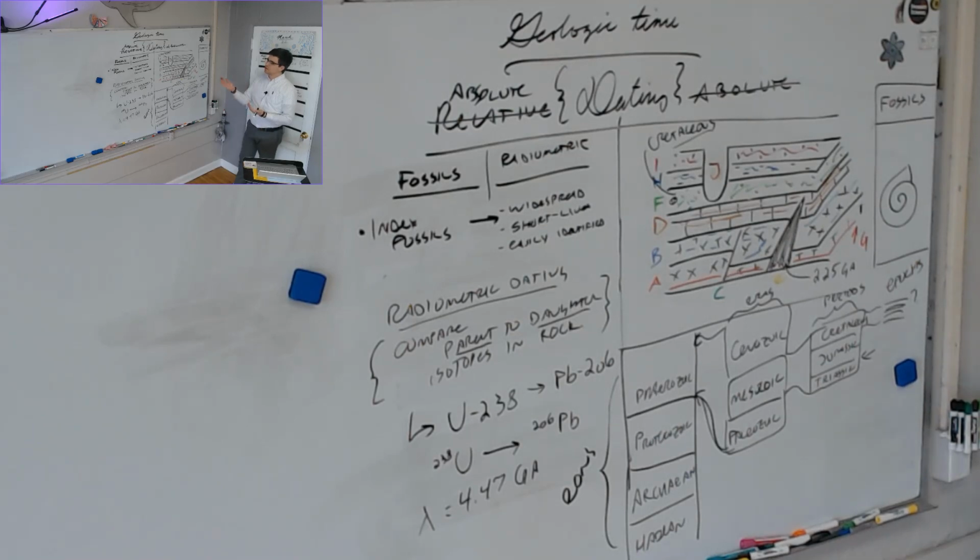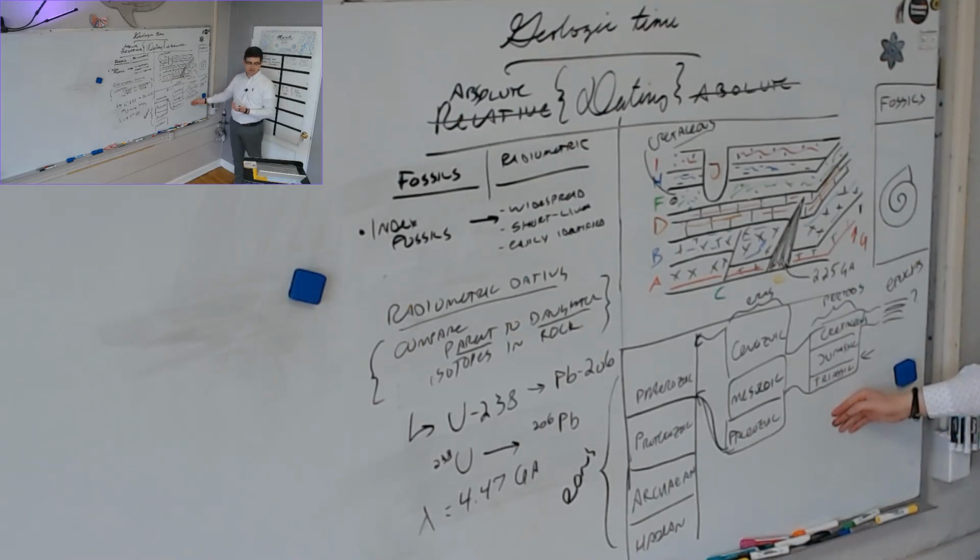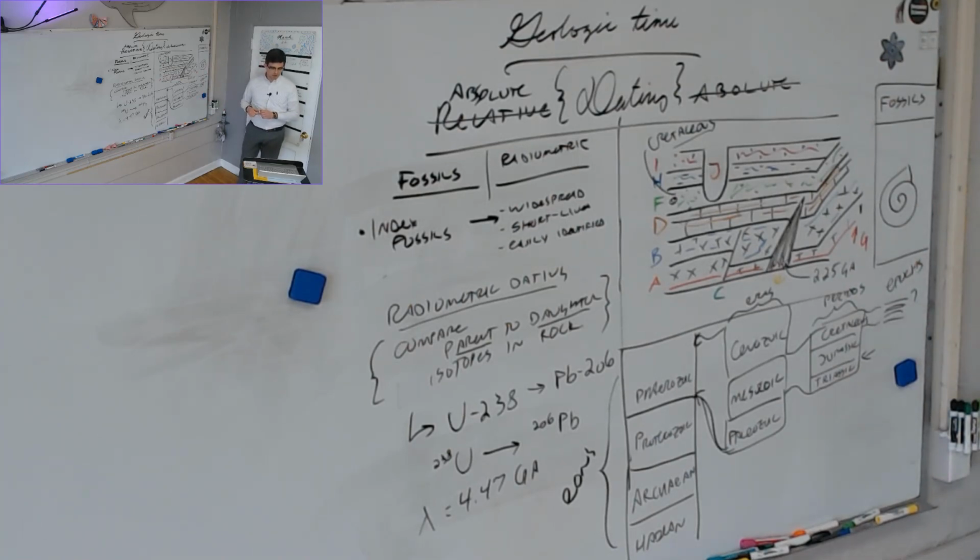So relative and absolute age dating, the geologic timescale, and then we'll talk more about fossils. Do you have questions about any of this? Do you have notes over all of this?